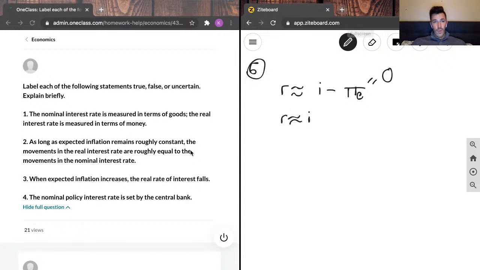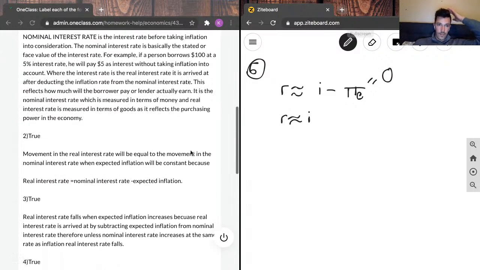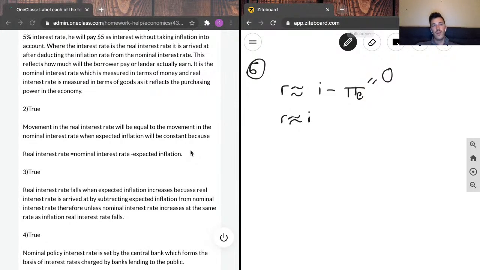Question 3: when expected inflation increases, the real rate of interest falls. Junior tutor said this is true. Real interest rate falls when expected inflation increases, because real interest rate is arrived at by subtracting expected inflation from nominal interest rate. Therefore, unless the nominal interest rate increases at the same time as inflation, the real interest rate falls. Maybe I read that sentence poorly. Regardless, I'll just run you through an example quickly.